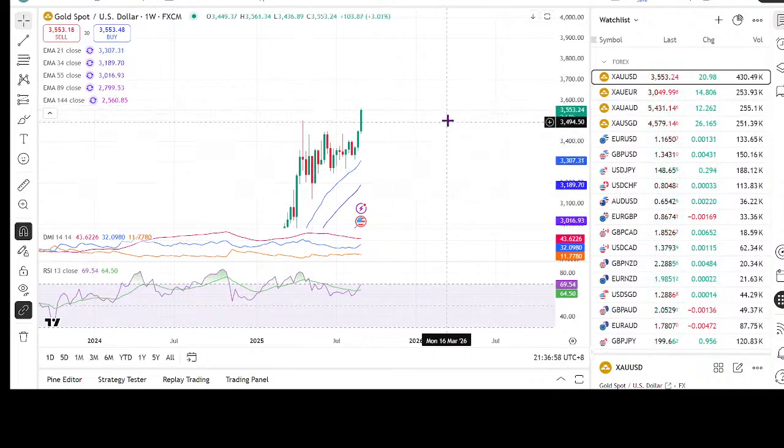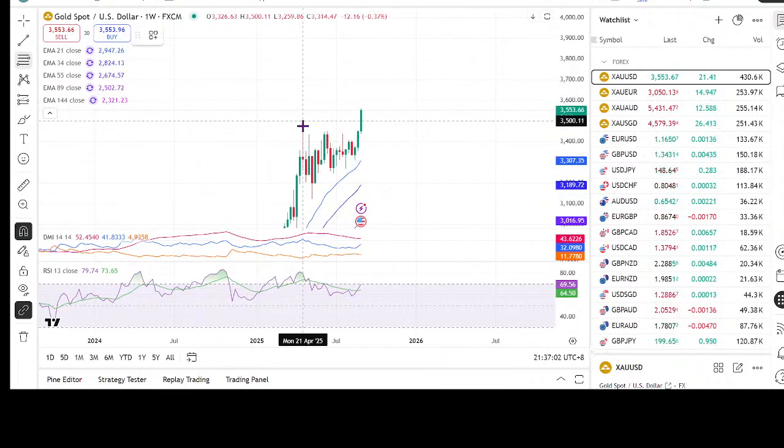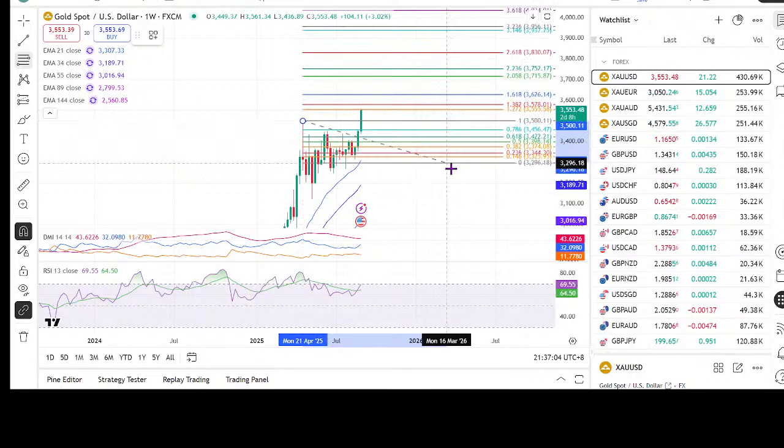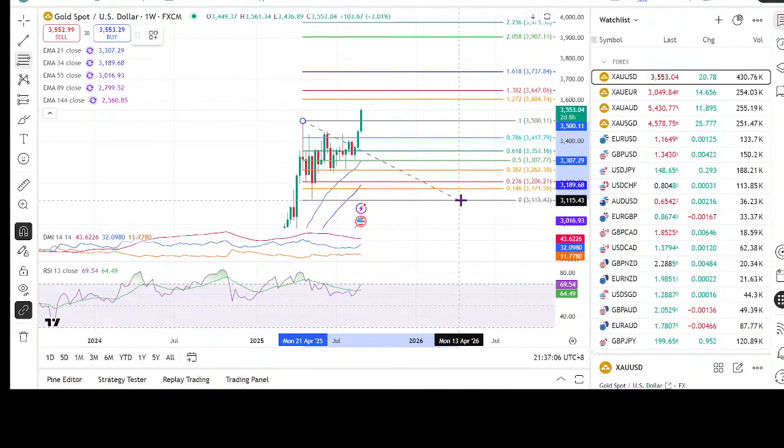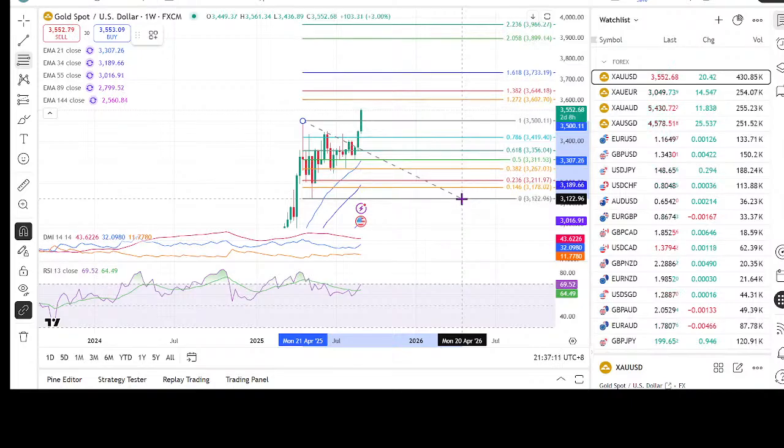So what we expect for this week is, since this market has breached this high, we should see the price, at maximum for this week, hitting 3602 and 3644, or 3725 or 30, most likely.